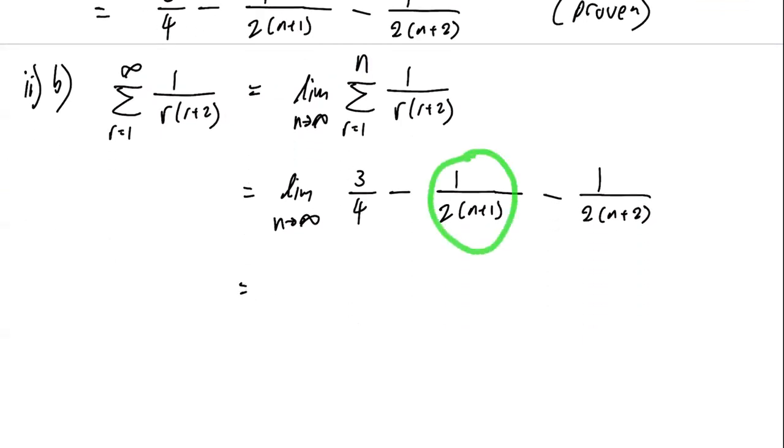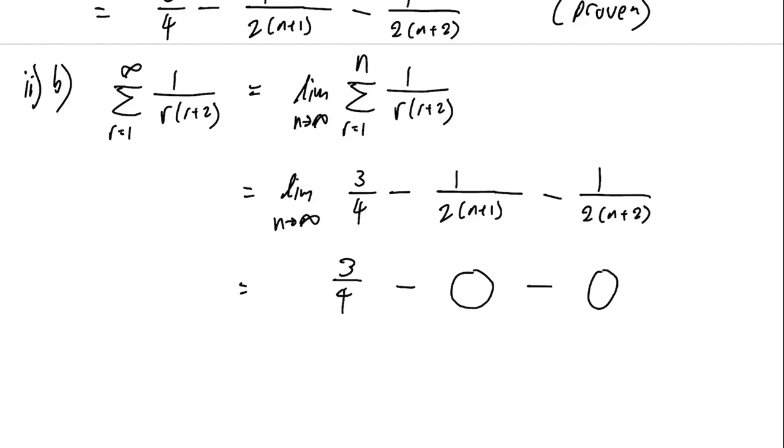What happens to this fraction? As n goes to infinity, n plus 1 becomes even bigger, 2 times even bigger. So the denominator becomes very, very big. 1 over very big is actually just a 0. Likewise for the other guy, 0. But the 3/4 is not affected by n, so it's just 3/4. So final answer is just 3/4. Okay, and the reasoning is because of the limit. These two terms go towards 0.